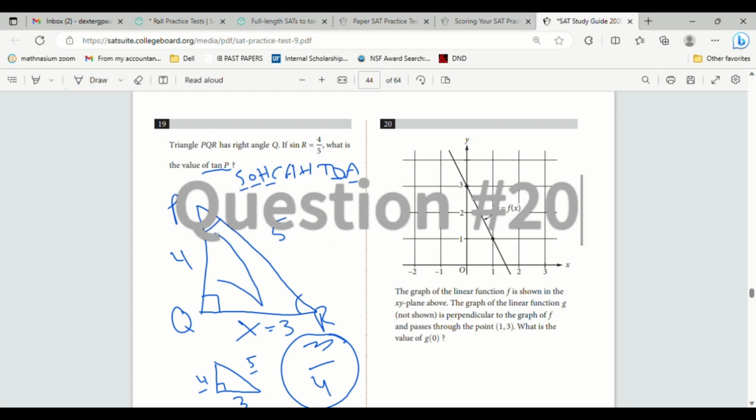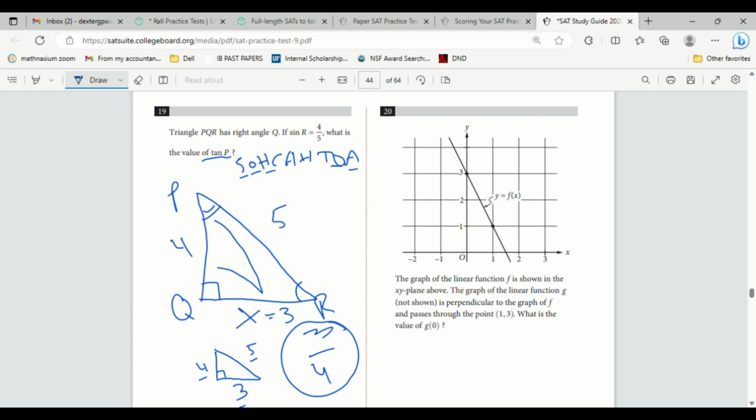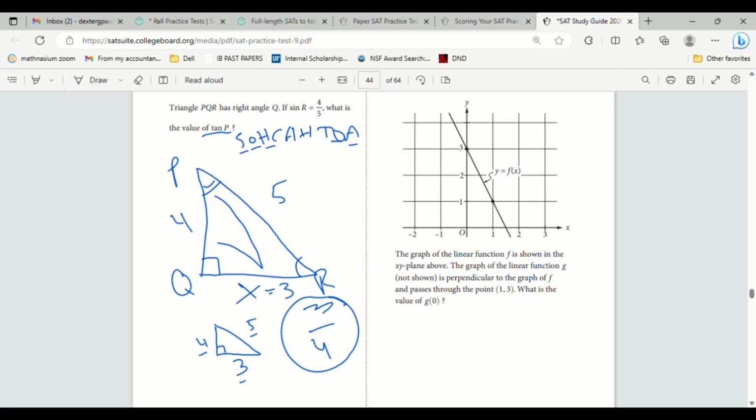Number 20, the last question. The graph of the linear function f is shown in the xy plane above. The graph of the linear function g, not shown, is perpendicular to the graph of f and passes through the point 1, 3. What is the value of g of 0? So let's first find the equation of f of x. We know that the y-intercept is 3, and our slope is we rise 2 and go over to the left 1. So it's up 2, left 1, so negative 2. So our equation is y equals negative 2x plus 3 because of our y-intercept.